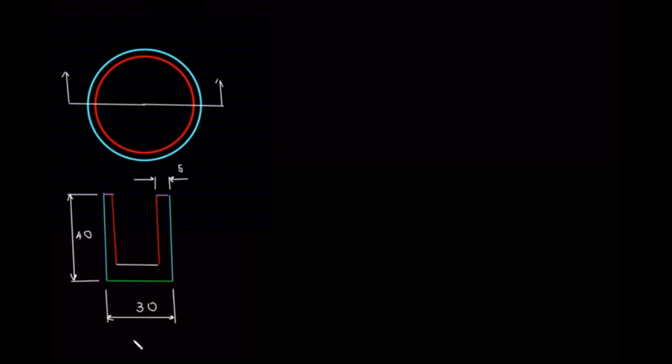Okay, let's break it down into manageable parts. Let's look at this vertical here, this blue wall. If you were to cut it and open it out, it would be a rectangle. If you were, all not to scale, to open out the red wall, this bit here, that would also be a rectangle.